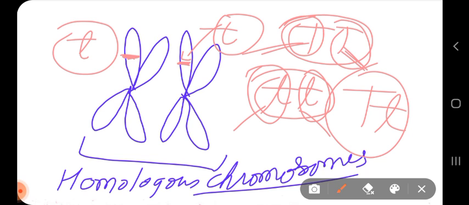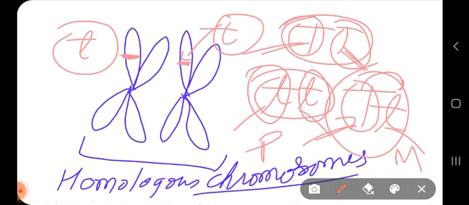And a heterozygous organism receives the two alleles for the same character derived from its two parents. That means suppose this tall character is derived from the paternal side, and this dwarf character is received from the maternal side. Now obviously this dominant gene will express itself phenotypically, and the progeny in this generation will get this character.